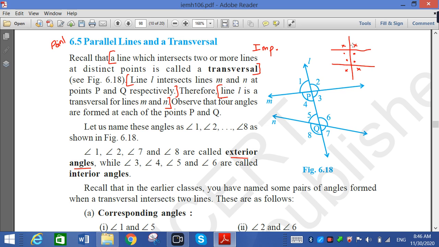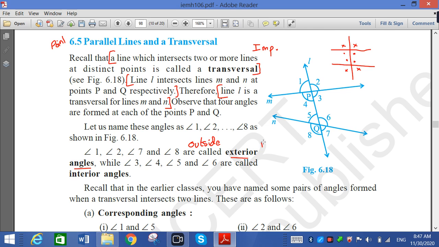So these are all the crosses that were made. These are all the 4 exterior angles. So which ones are they? 1, 2, 7 and 8 are called exterior angles. Why? Because they are not inside. Where are they? Outside. They are outside. That is why they are called exterior angles.